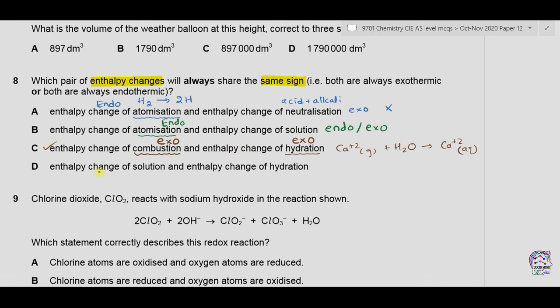In D we have enthalpy change of solution, which is dependent on the type of solute, so it could be exothermic or endothermic, and enthalpy change of hydration, which is exothermic in nature. So in C we can see that the enthalpy changes always have the same sign. Therefore the answer is C.